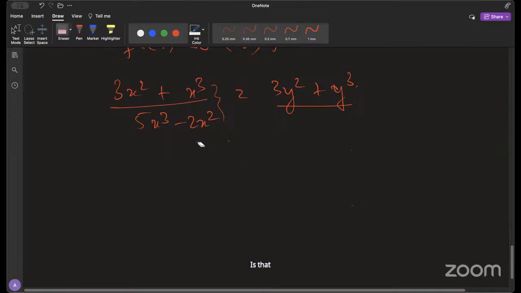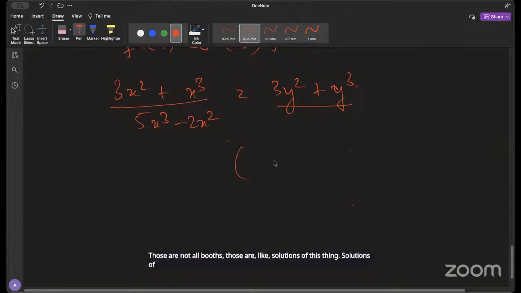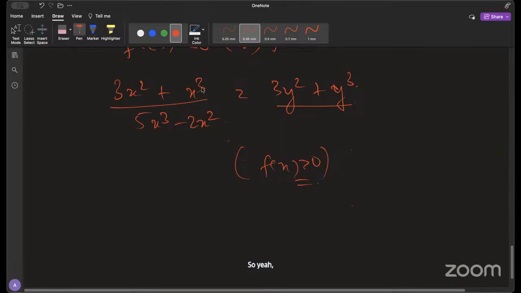Ma'am, it means we have to find the roots which will make them positive. Those are not called roots. Those are like solutions of this thing. Solutions of, let's just say, f'(x) is greater than 0. So yeah, you have to find that out.